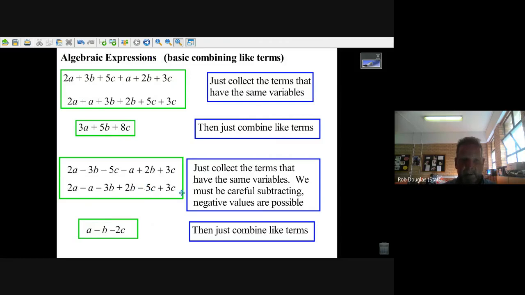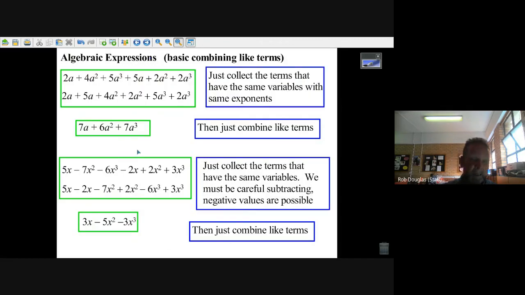Minus 5c plus 3c, you're down 5 in the number line. You move 3 to the right, you'll be at minus 2. Minus 5c plus 3c is equal to minus 2c.